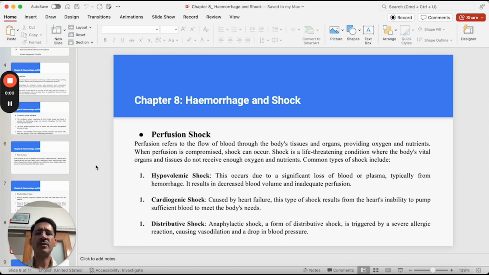Cardiogenic shock. Caused by heart failure, this type of shock results from the heart's inability to pump sufficient blood to meet the body's needs. Distributive shock. Anaphylactic shock, a form of distributive shock, is triggered by a severe allergic reaction causing vasodilation and a drop in blood pressure.